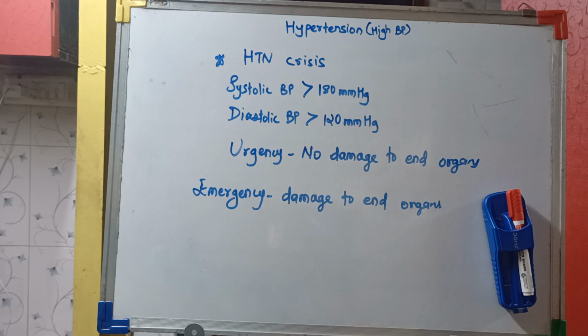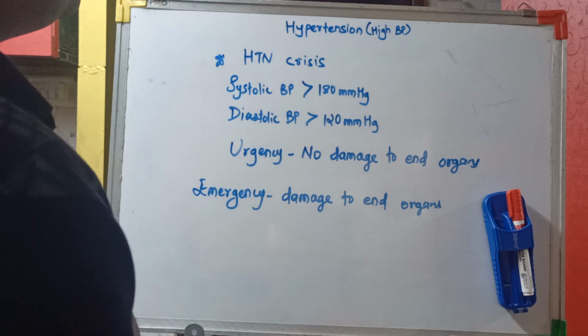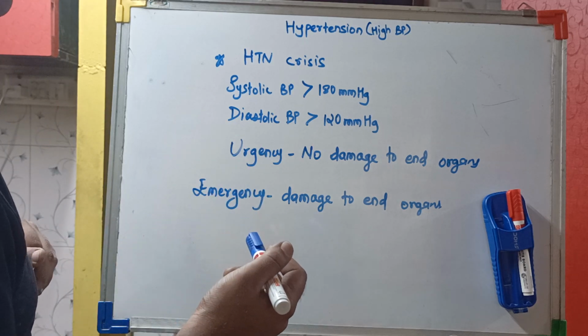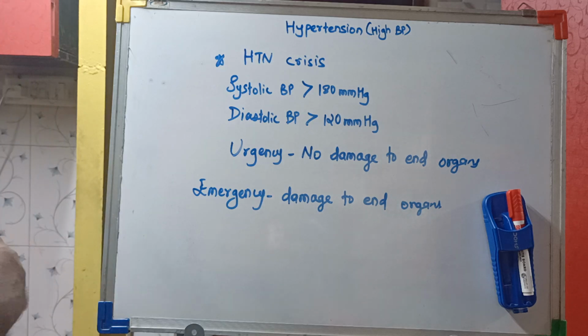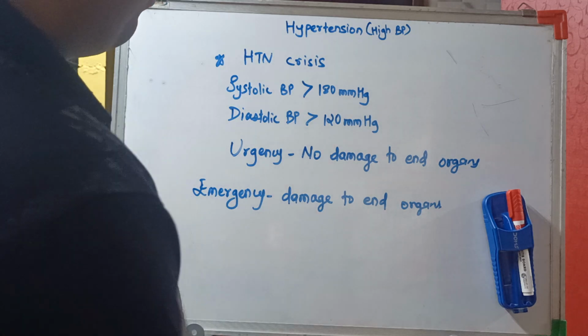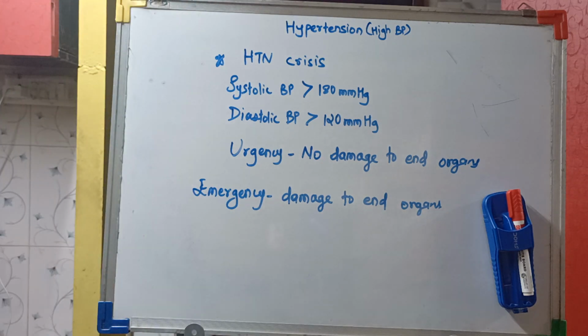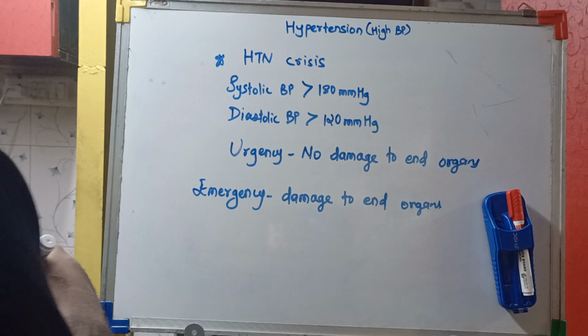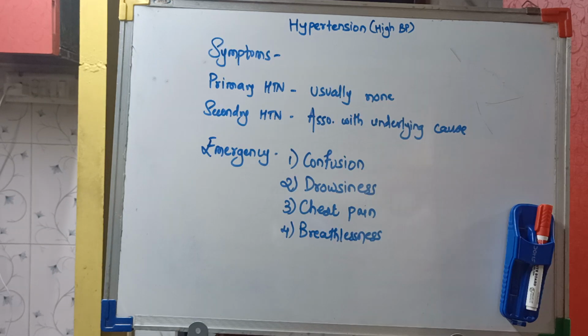Now we will focus on hypertensive crisis. In hypertensive crisis, the systolic BP increases up to 180 or greater than 180 mm of mercury, and the diastolic BP increases above 120 mm of mercury. There is an urgency if there is no damage to the end organs, and there is an emergency if damage to the end organs takes place.